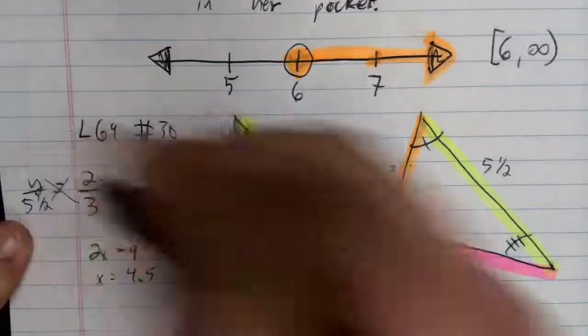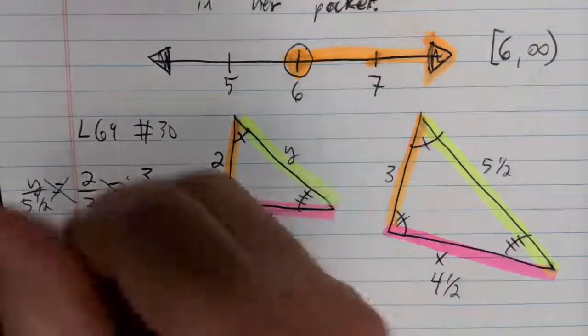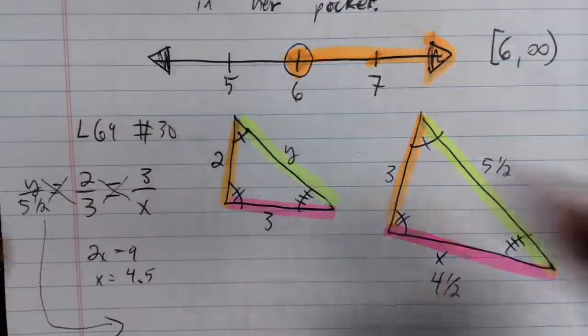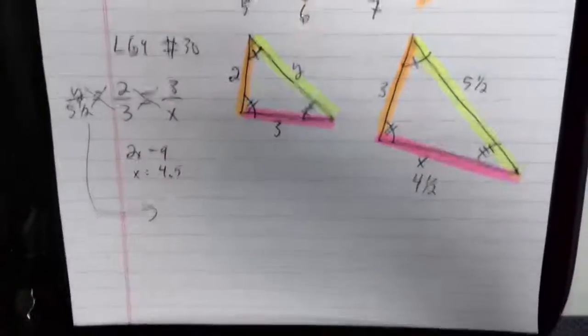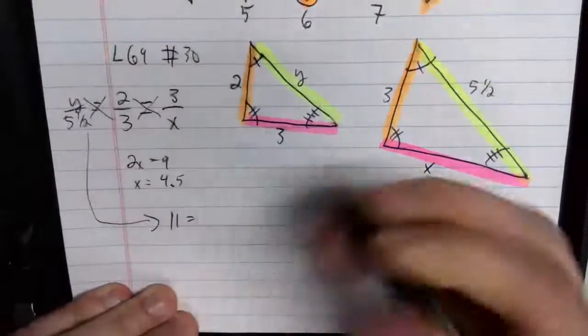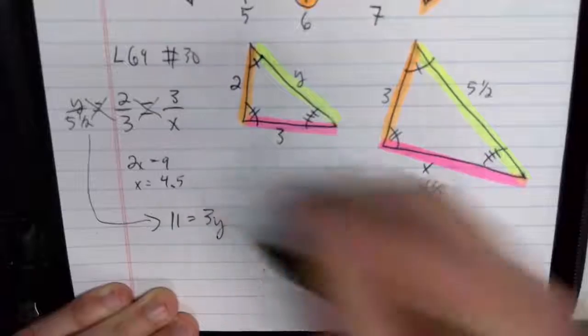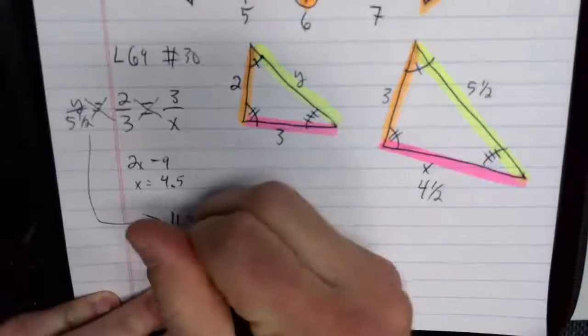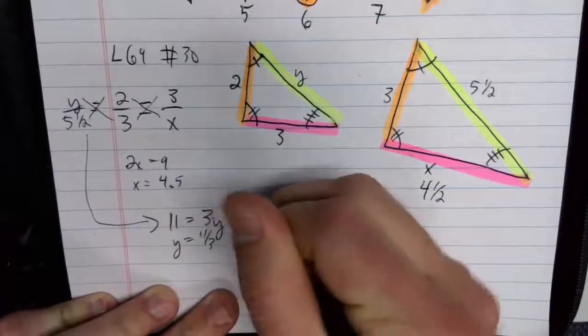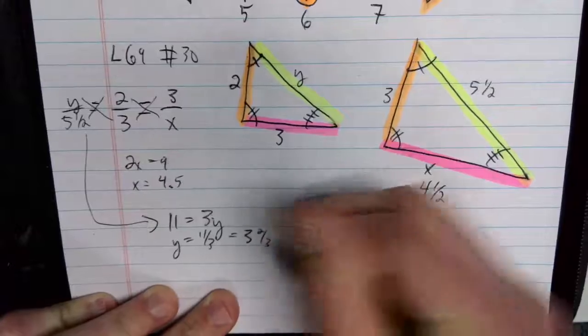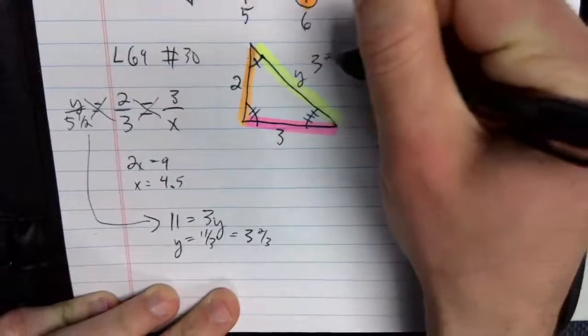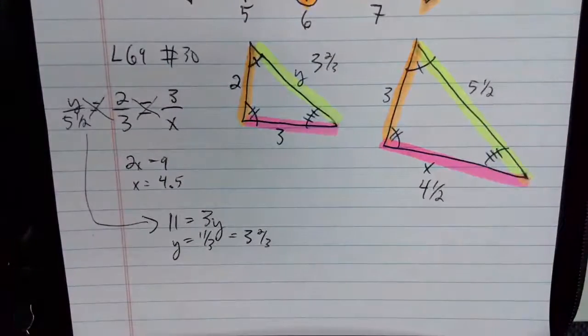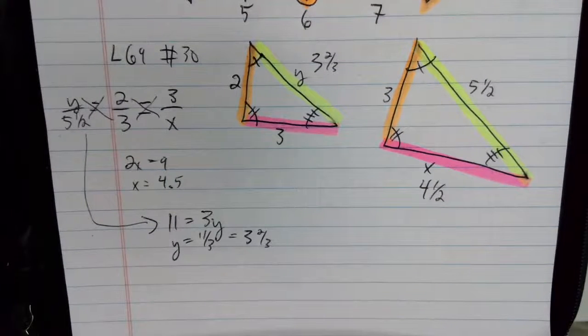Okay, now I can work the other side. So if we cross multiply here, 2 times 5.5, what's that? Okay, 11 equals, and then 3 times y. 3y. So we'll get y equals 11/3, or 3 2/3. Could you leave them as a decimal? 3.6 repeating? Yeah. Yep.